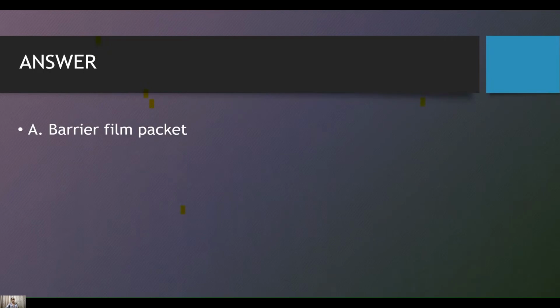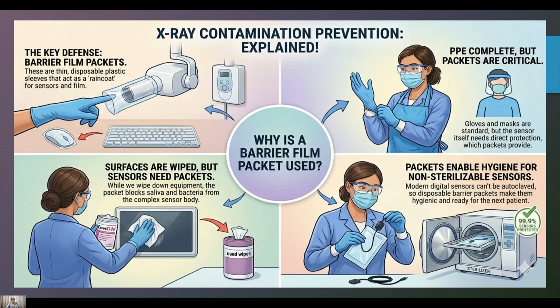Think of a barrier film packet as a tiny custom protective raincoat for your dental X-ray sensors and film. In our world, cross-contamination is an absolute deal breaker. Since we can't exactly toss high-tech, expensive digital sensors into a heavy-duty autoclave sterilizer between every single patient, these disposable plastic pouches step up to save the day. They completely block out saliva and bacteria, keeping things perfectly hygienic. Once the X-ray is done, you simply peel it off, toss it out, and the sensor stays pristine and ready for the next smile.